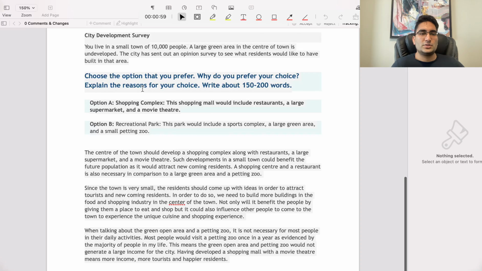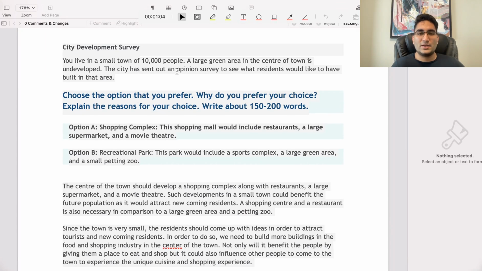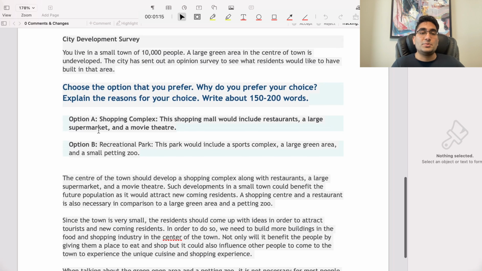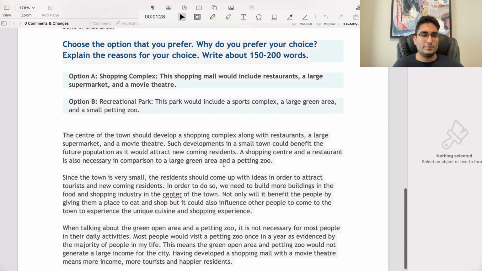Okay, so the question is right here. It says you live in a small town of 10,000 people. A large green area in the center of the town is undeveloped. The city has sent out an opinion survey to see what residents would like to have built. Option A is a shopping complex. The shopping mall would include restaurants, a large supermarket, and a movie theater. Option B is a recreational park. This park would include a sports complex, a large green area, and a small petting zoo. Very typical CELPIP question.